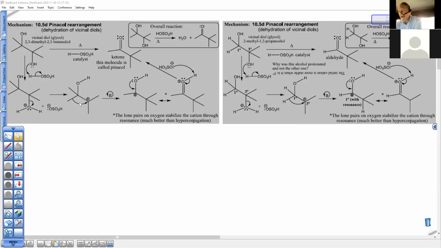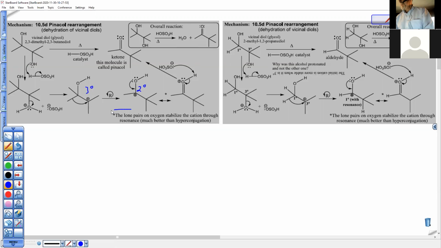Now I've got a cation adjacent to a carbon that has an OH. So it's already tertiary. You're saying to yourself, why bother rearranging? We don't rearrange to make a cation that's secondary from tertiary, do we? And that's a good question, because that's exactly what's going on here. We're taking a tertiary, rearranging to a secondary.